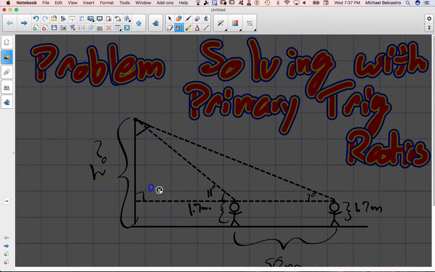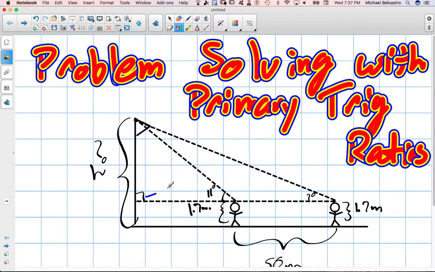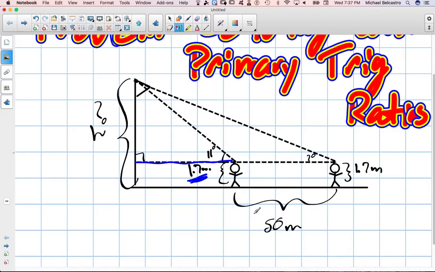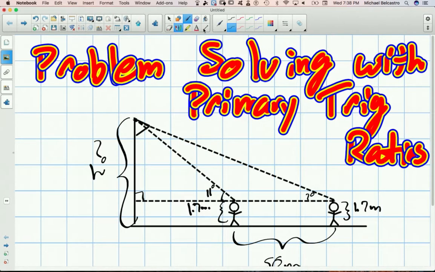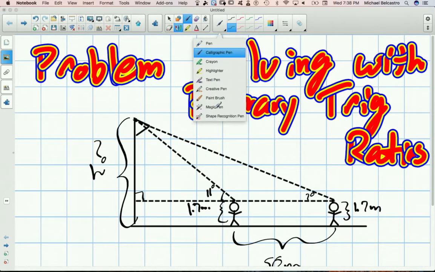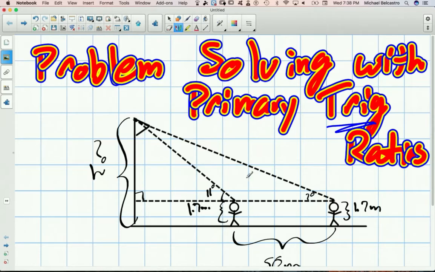Since that's 90 degrees, and we have the angle of elevation here, oh, actually, sorry. When I was looking at this, I was thinking that this distance was 1.7, but it's not. Oh, okay, this is better. So we do need both girls' information here. Alright, I'm going to change the name of the video. I said at the beginning it was primary trig ratios, but it's not.